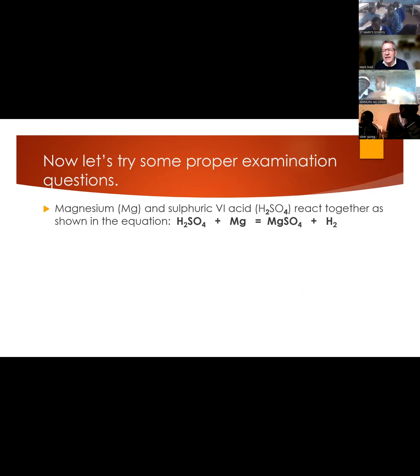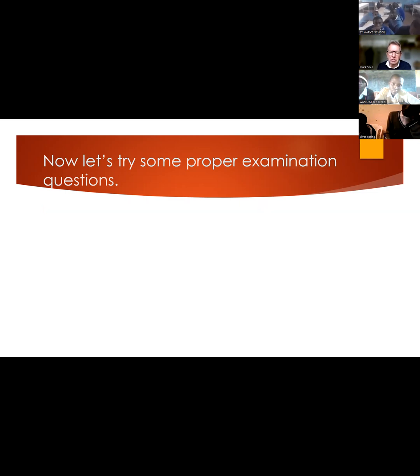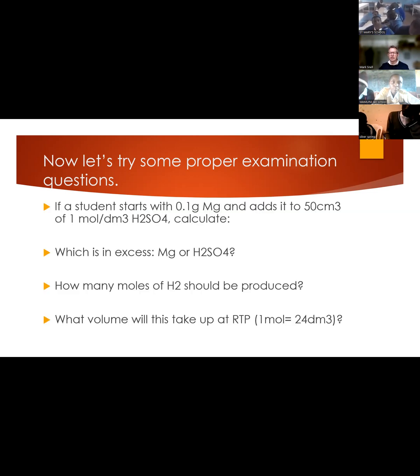So here is the equation which you need. Okay, that's the equation you need. H2SO4 plus Mg goes to MgSO4 and H2. Here's the question, the whole question. So see what you can do. I'll give you about 5 minutes and see how you are getting on.